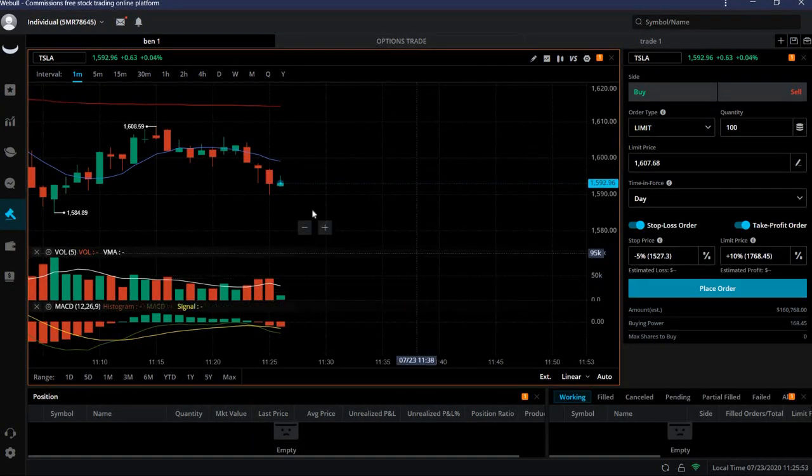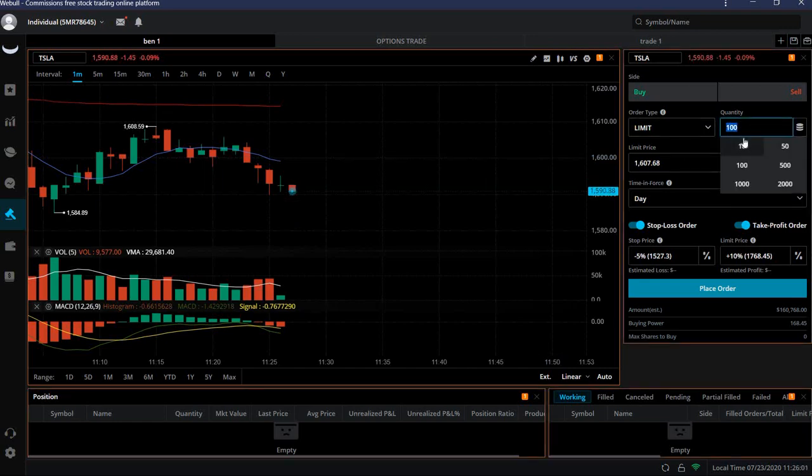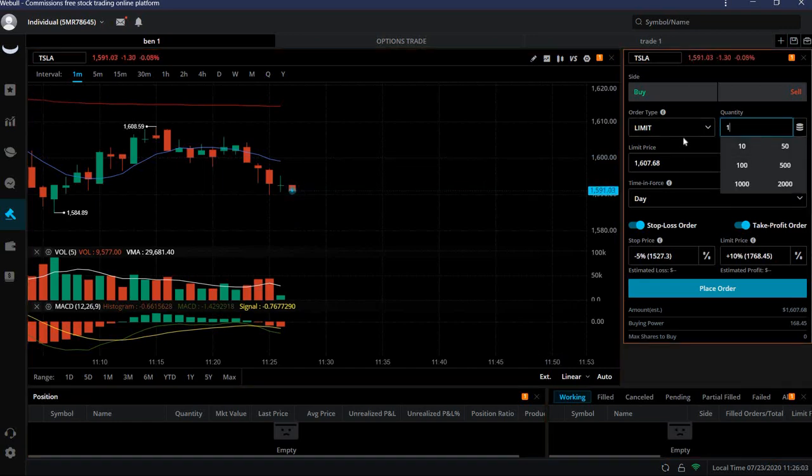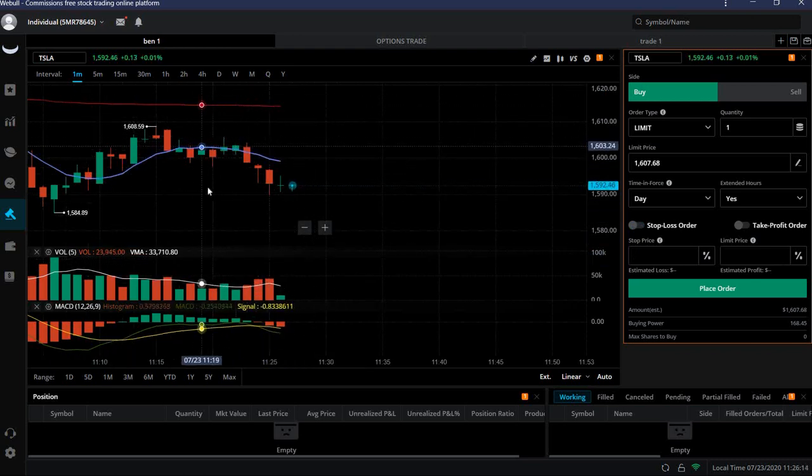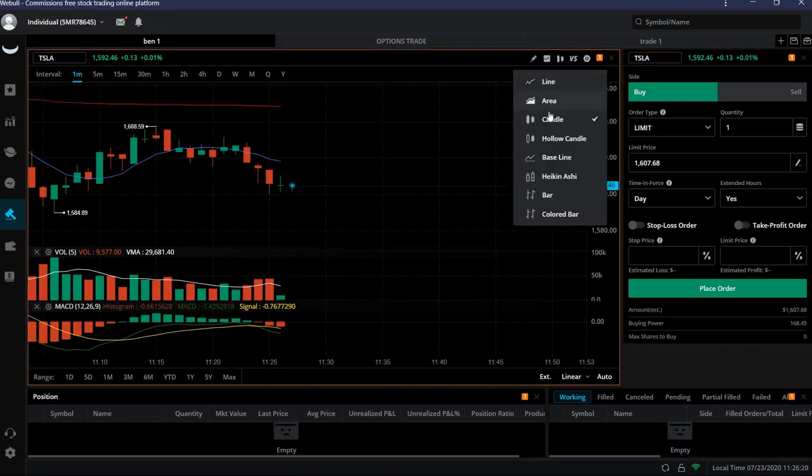On the other hand, with WEBULL, so this is definitely for me the best platform for day trading. You can't buy partial shares, but the execution is so much faster. The charts are better. You can do 1 minute, 5 minute. You have all these different indicators. You could change a candlestick pattern.